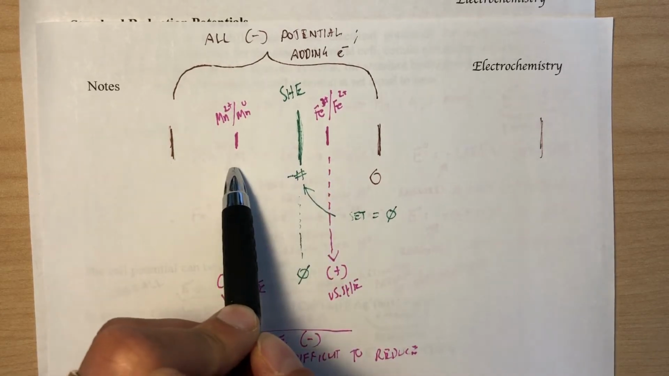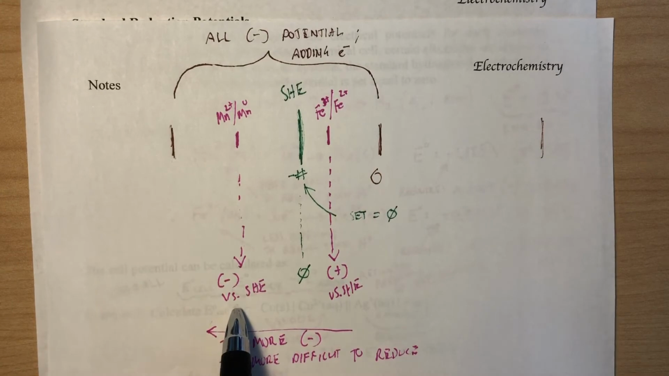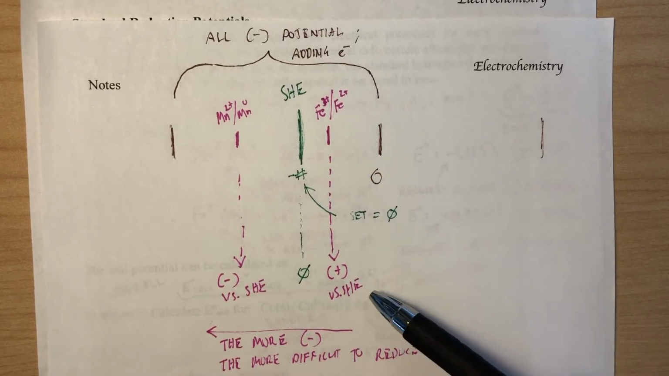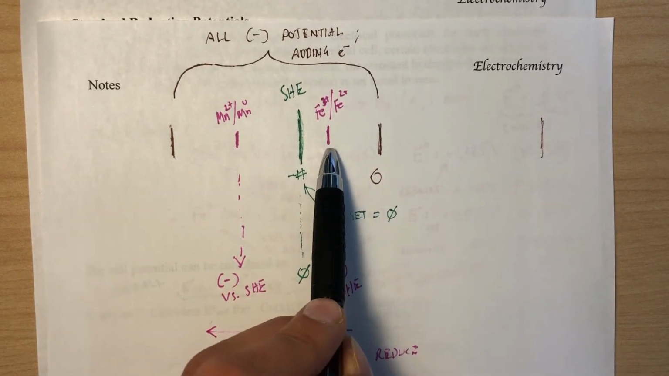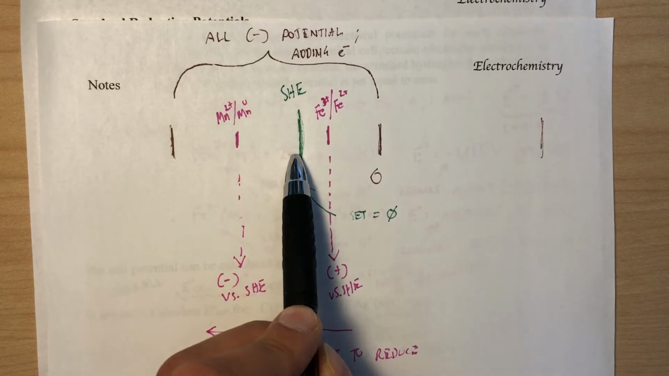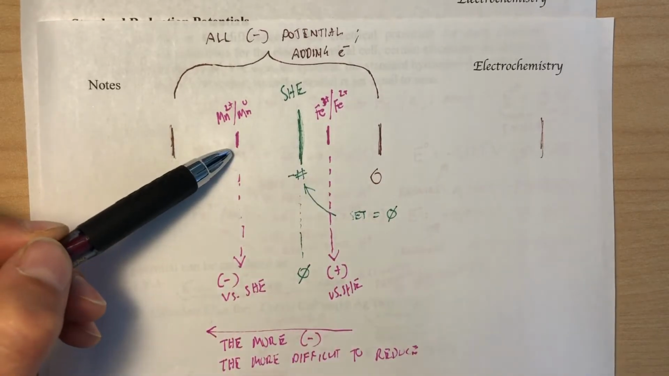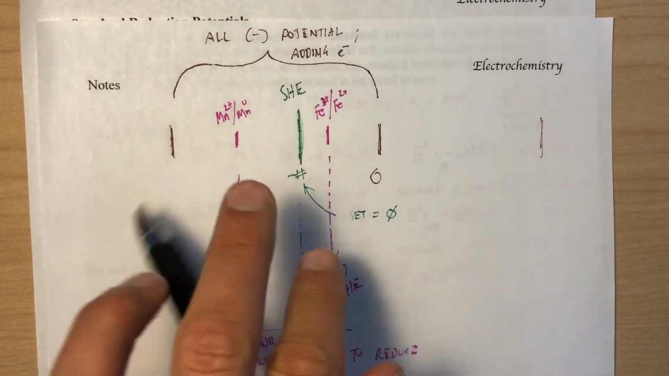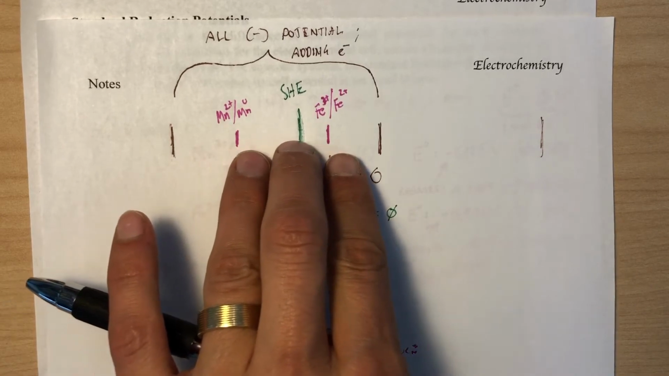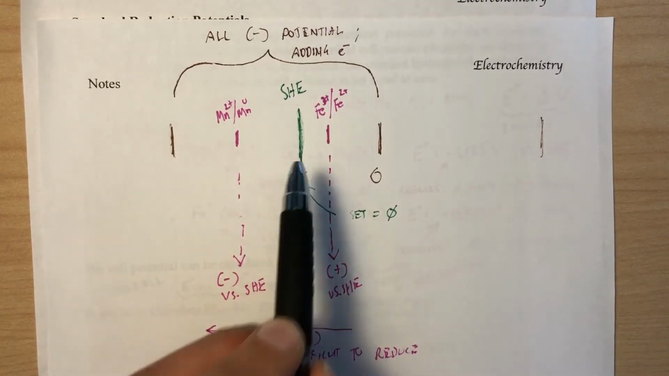Manganese 2 plus, as we just saw, is more negative because it's more difficult to reduce. So it gets a negative voltage versus the standard hydrogen electrode. Iron 3 plus is easier to reduce, so it's positive. And this distance between iron 3 plus and the standard hydrogen electrode is reproducible. This distance between the standard hydrogen electrode and the manganese 2 plus is reproducible. But overall, these three things can shift a little bit. So we really absolutely need to reference things to a reference electrode.